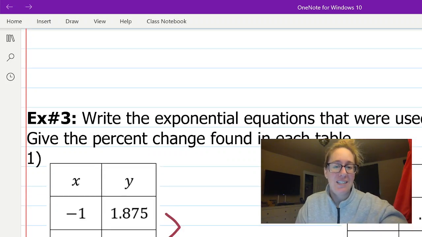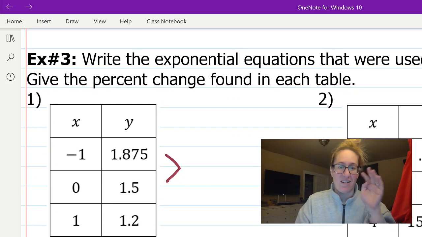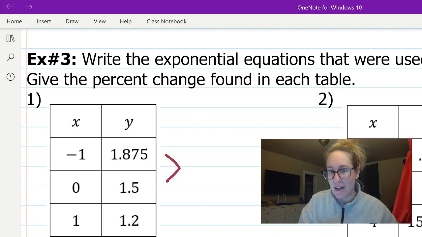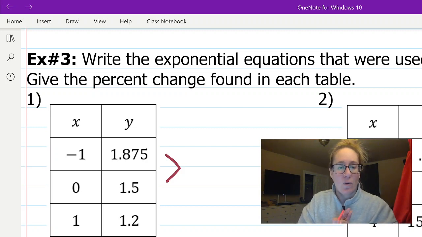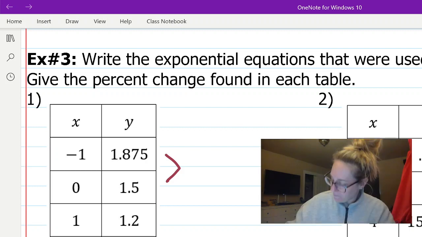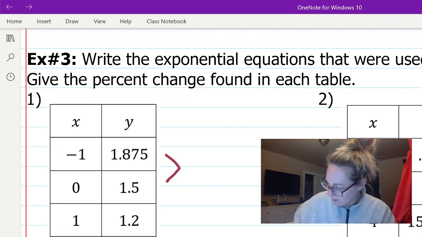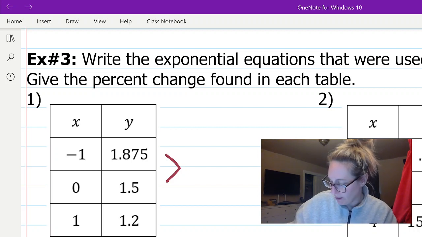But essentially what we've got is a common ratio, or common multiplier, of 0.8. This is going to be our base number. So b equals 0.8.